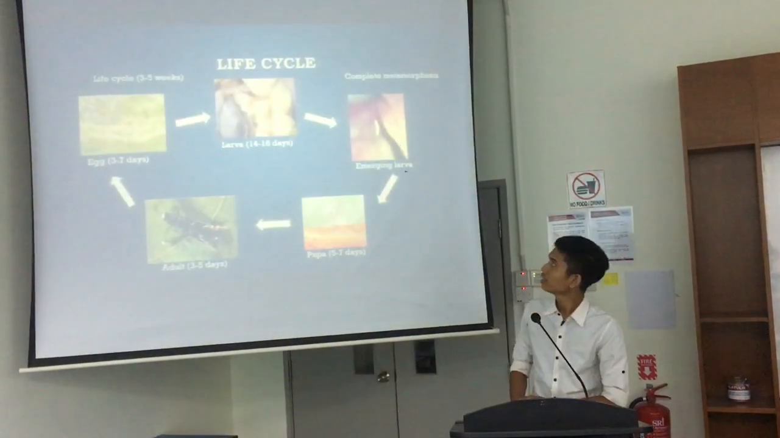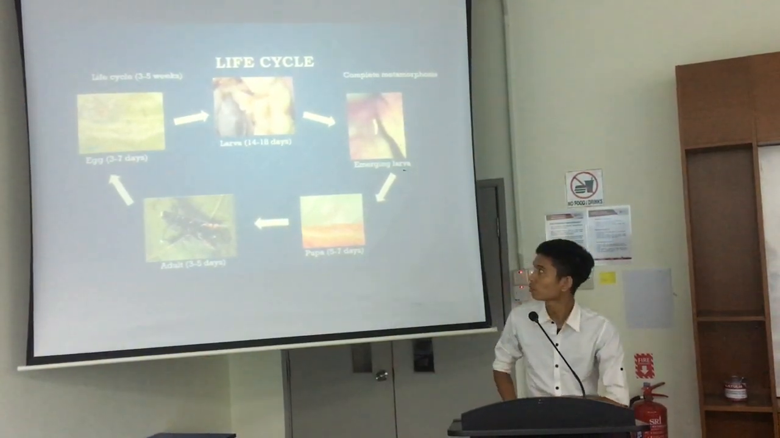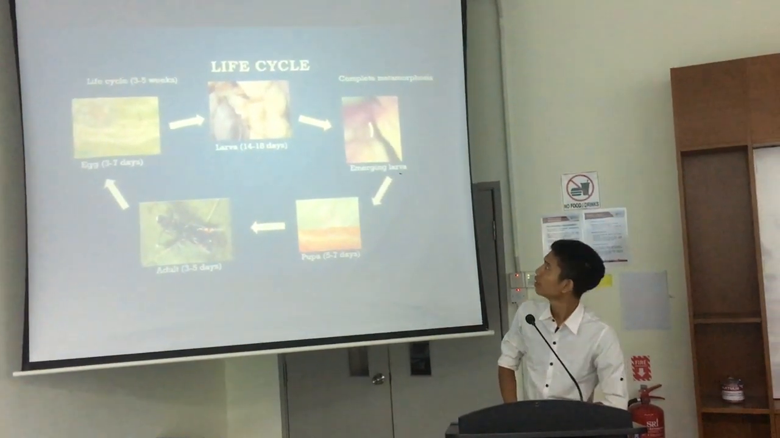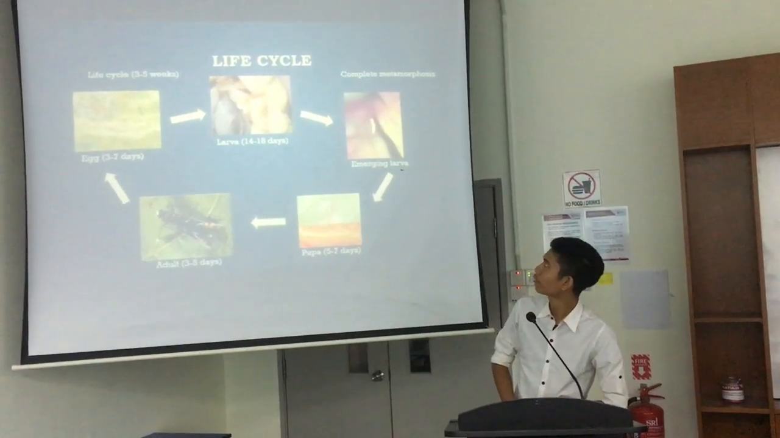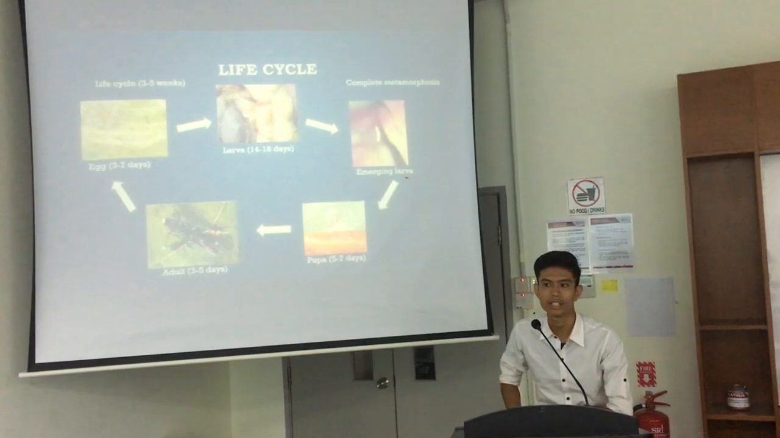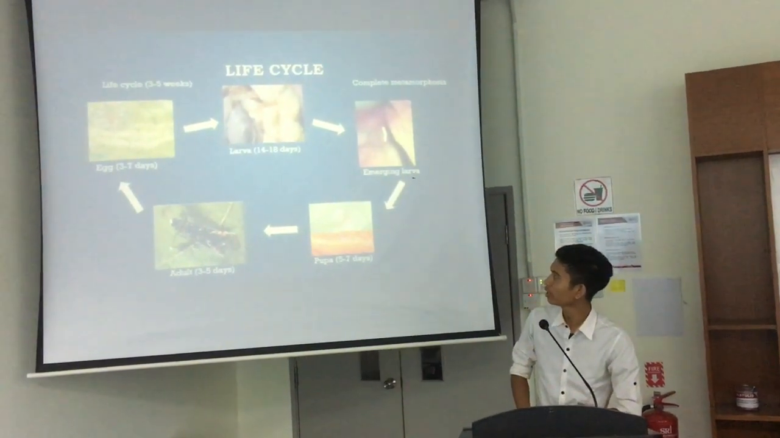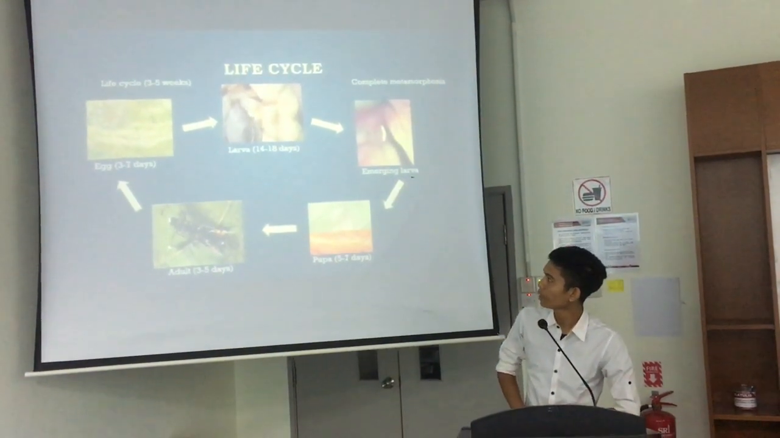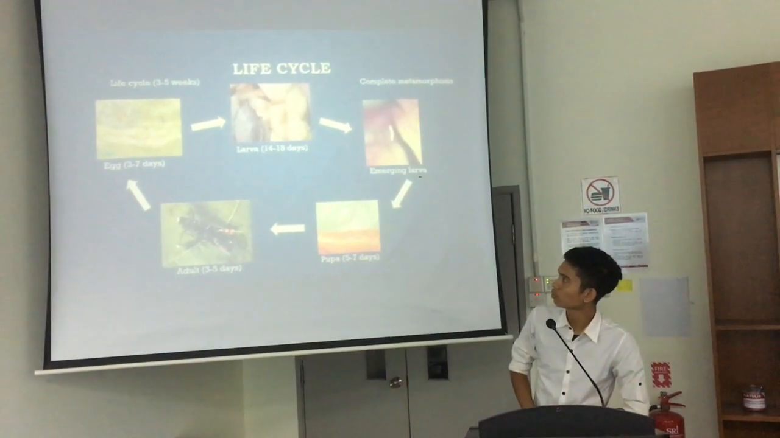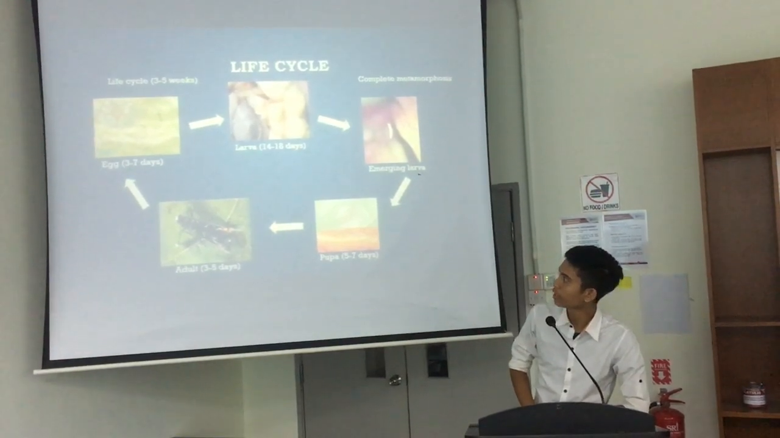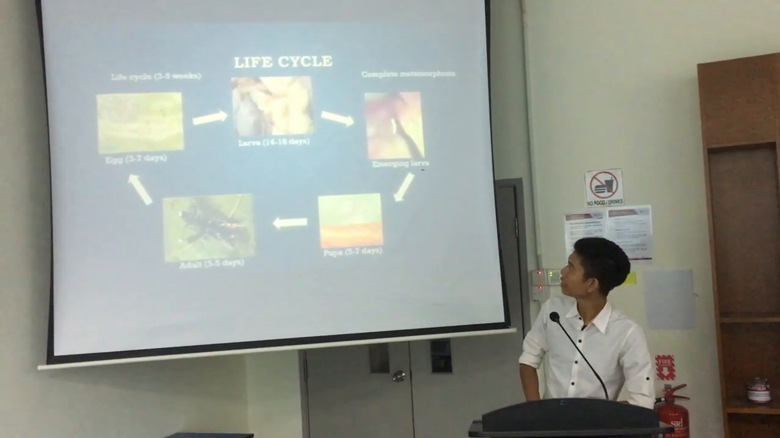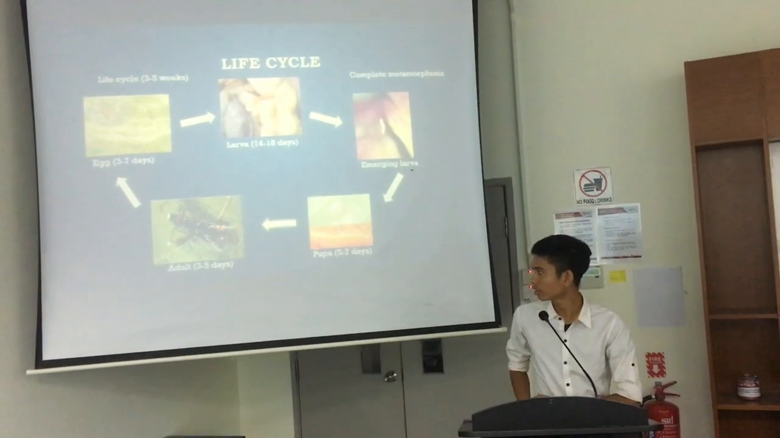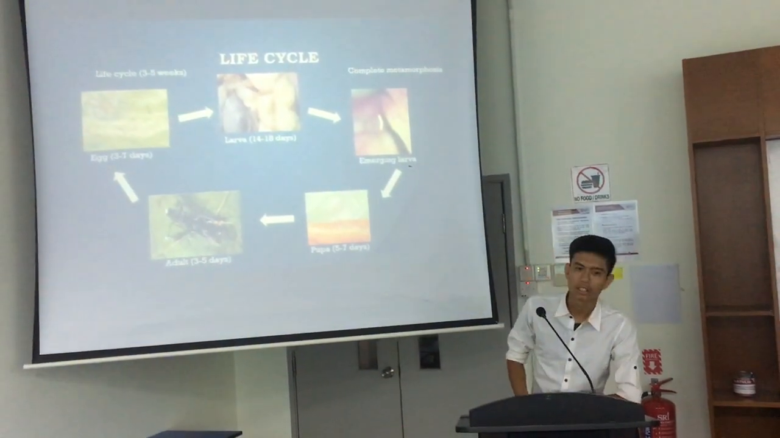Next. This is the life cycle of cocoa pod borer. The life cycle may take 3 to 5 weeks. They have complete metamorphosis, which means the cycle starts from egg, larva, pupa, and adult. The duration from egg to maturity is about 3 to 7 days. Larva is 14 to 80 days, and then emerging larva. After that, pupa is about 5 to 7 days, and finally adults 3 to 5 days, and then the cycle continues. Next.